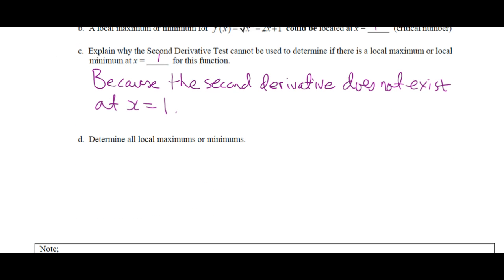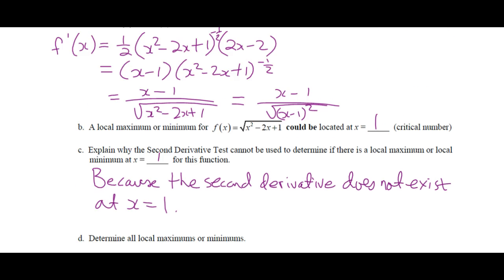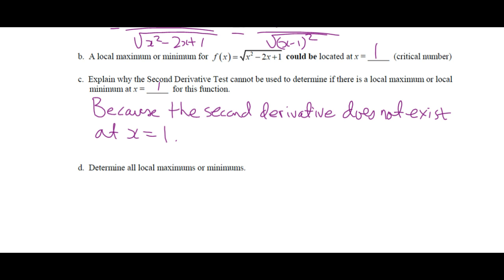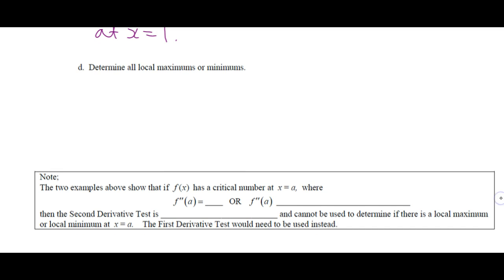Determine all local max or mins. Oh, okay. Well, if there is one, it's at x equals 1. So what do we have to do? We're going to have to use which test? The first derivative test. The second derivative test is what? Inconclusive. Word of the day.